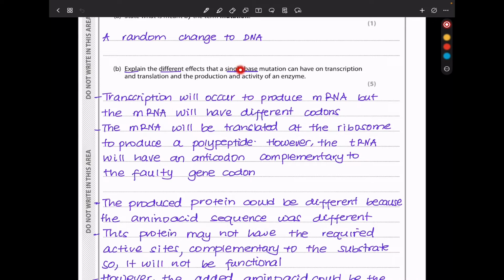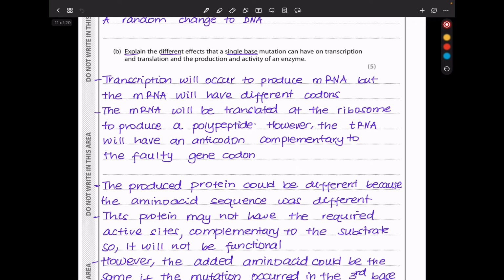Now, if there is a single base mutation, of course, transcription will occur to produce the messenger RNA, but the produced messenger RNA will have a codon that is different from the way it should be. So the messenger RNA will leave the nucleus to the ribosome to be translated in order to produce the polypeptide. However, the transfer RNA that should bring the amino acid is also going to have a different anticodon, meaning the amino acid brought in this position is going to be different from the amino acid that would have been brought if there was no mutation.